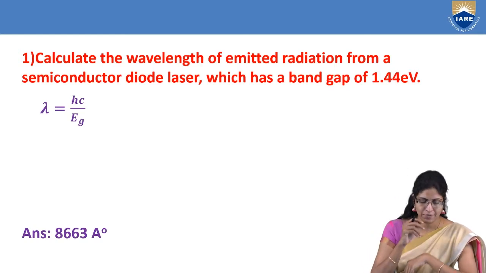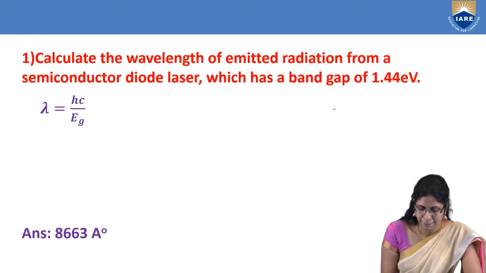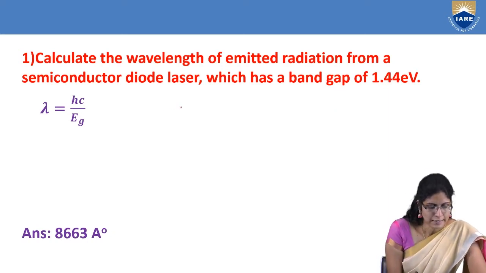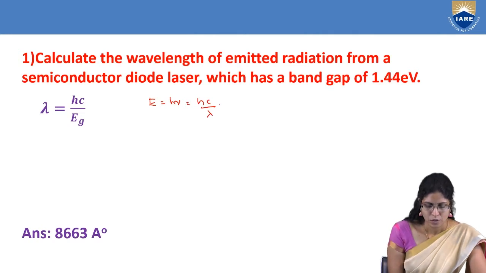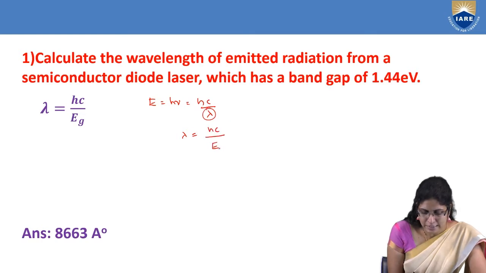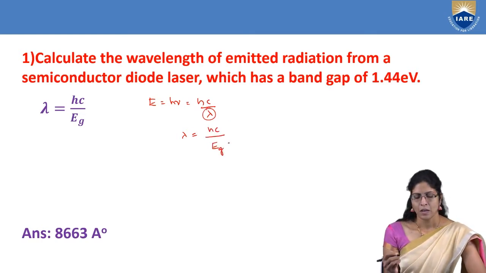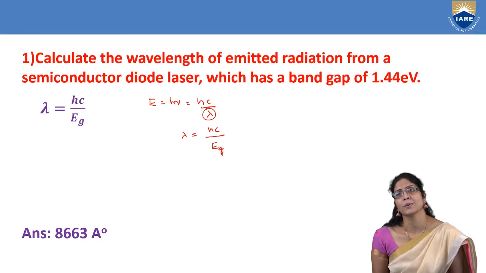Here what is given is the band gap Eg. We know that E is equal to h nu, where nu is equal to c by lambda. So you get h into c by lambda. What you need is lambda, so lambda will be given as hc by E, where this E is the Eg. E was our energy actually.